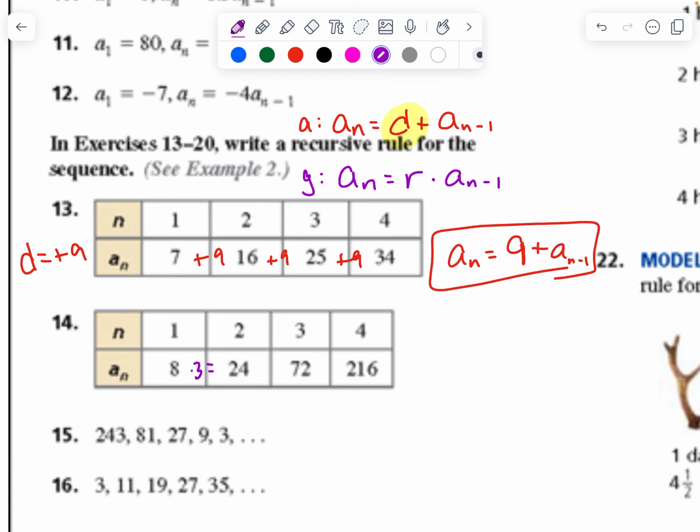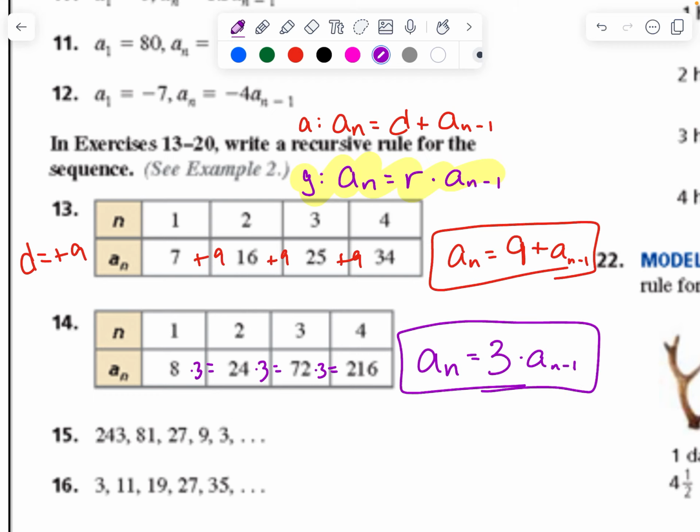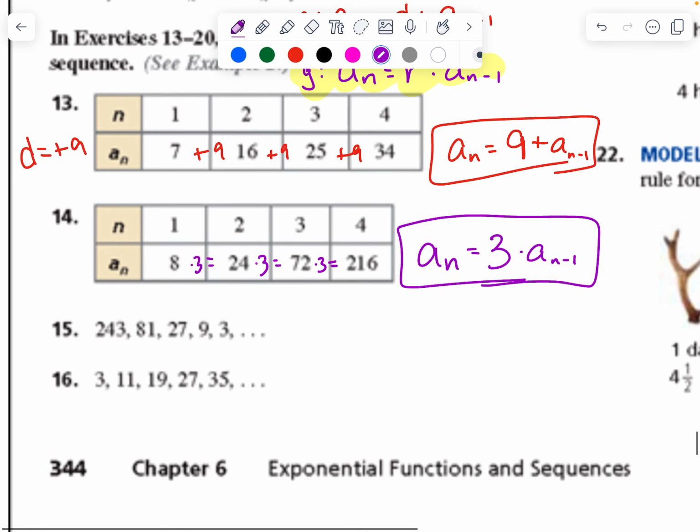For this one, I'm multiplying by 3. That's what makes it geometric. So what I'd have to do there is substitute into my geometric equation. A sub n equals, the only thing I can substitute in is my rate times a sub n minus 1. All right, why don't you try 15 and 16? And then we'll come back, we'll check our work, we'll move on.